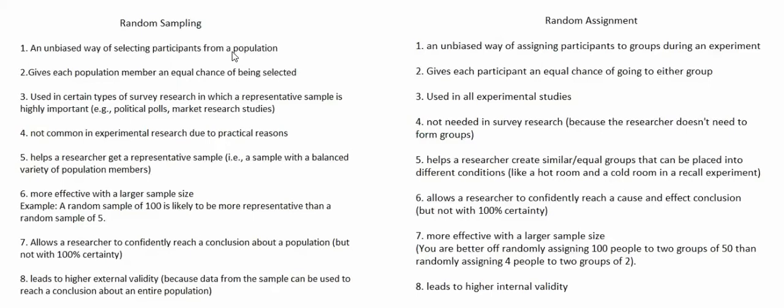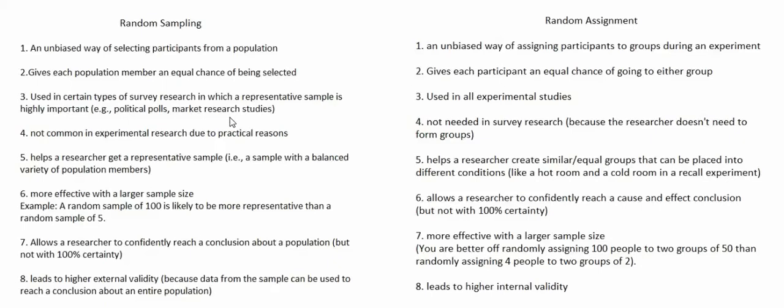So in random assignment, you have to already have a sample of participants, and then you randomly split the sample into different groups. I said random sampling gives all population members an equal chance of being selected. Random assignment, on the other hand, gives each participant an equal chance of going to either group. So if an experiment has two groups, then each participant has a 50-50 chance of going to group 1 and a 50-50 chance of going to group 2.